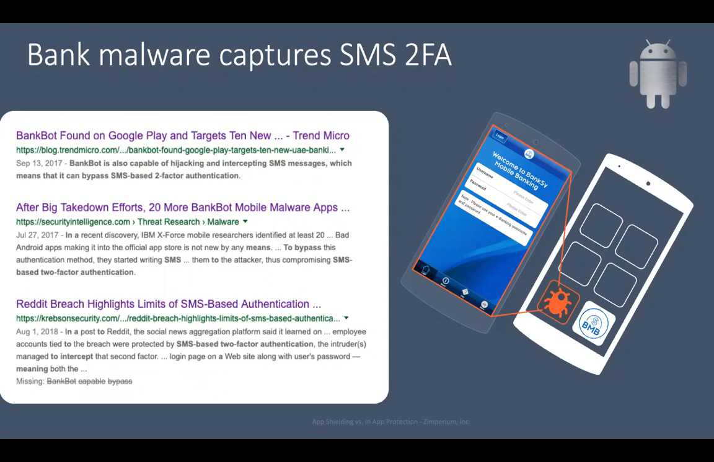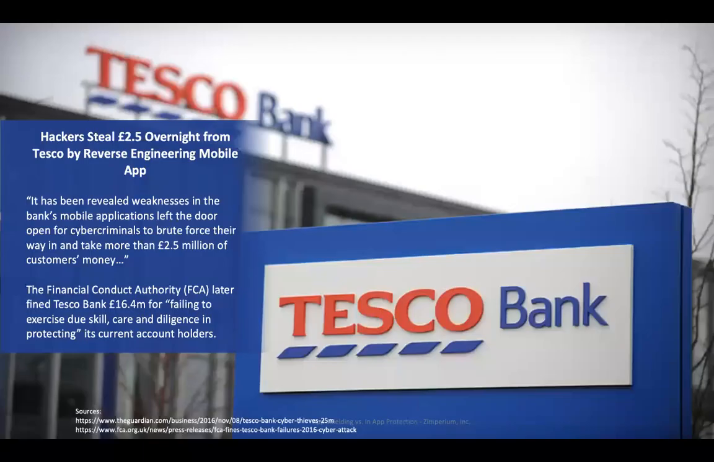We actually looked inside the BankBot malware to see which apps were being targeted, and we came up with a list of over 600 different apps that were targeted by this malware. So very, very significant. And there are marketing campaigns for BankBot to steal credentials from users so they can get funds. Another example that we like to talk about is Tesco Bank. Hackers stole £2.5 million overnight by reverse engineering the Tesco Bank mobile app. A couple of years later, once they went through the legal process, the Financial Conduct Authority in the UK fined them $16.4 million for failing to exercise due skill.